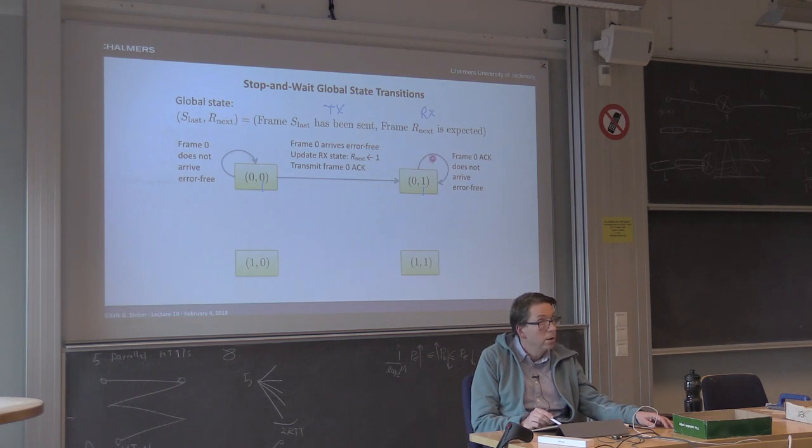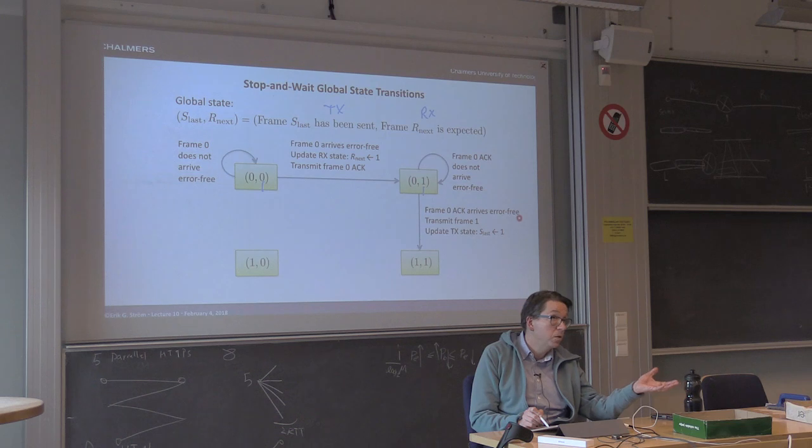Okay. And then we just keep on going here until, first of all, the transmitter state will never change until it receives a new error-free frame with the right sequence number. So this one would remain the same. The transmitter state will never change until it receives an ACK with the right sequence number. So nothing will happen until frame 0 ACK arrives error-free at the transmitter side.